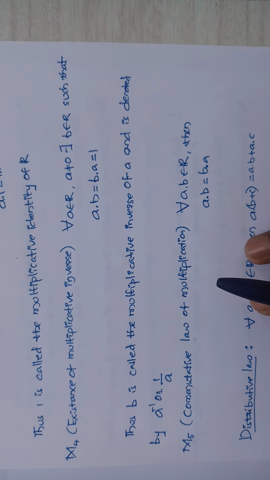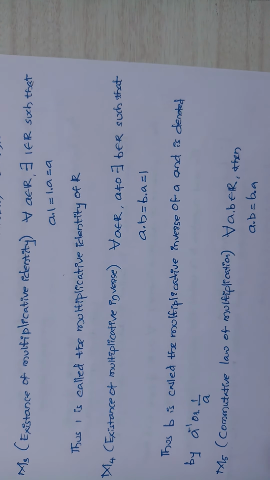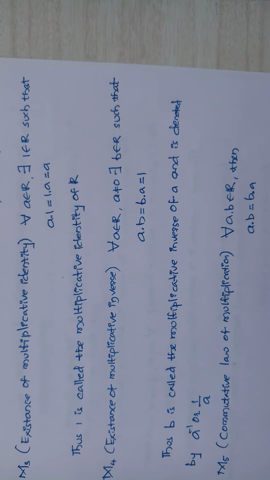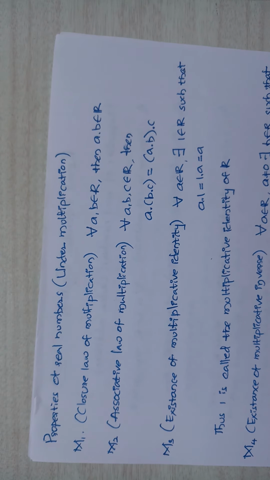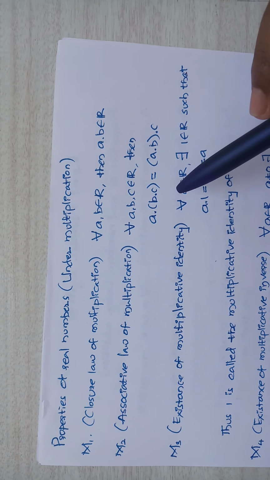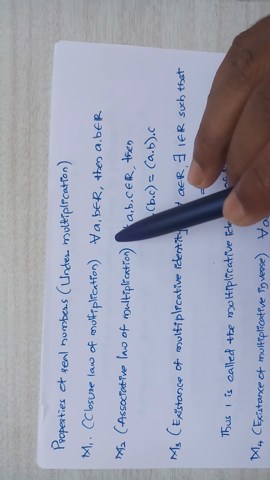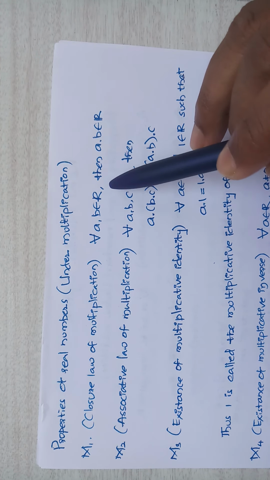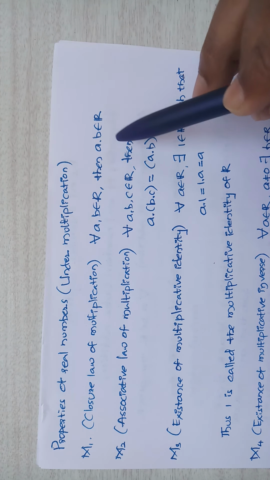Next, properties of real numbers under multiplication. Here first I take the closure law of multiplication. For all a, b belongs to R, a into b belongs to R. Here the operation is multiplication.